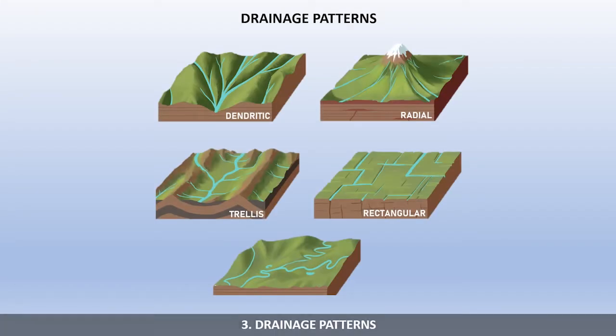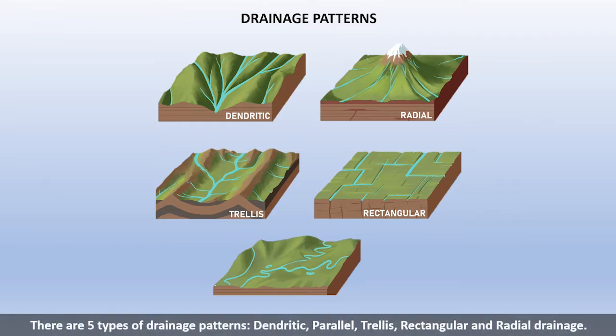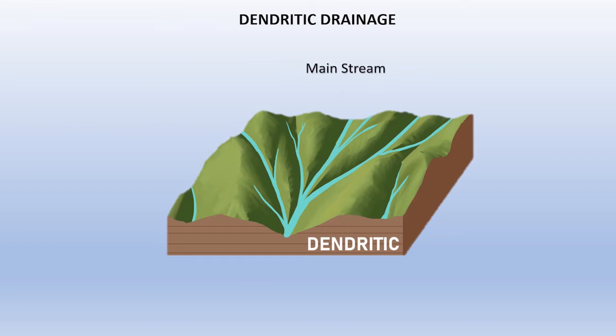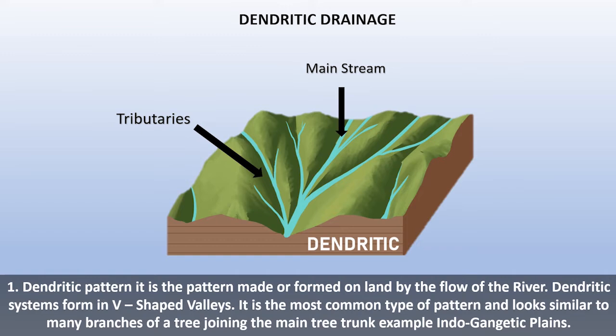We read the meaning of drainage in the above slides. Let us move to the next part to understand the various types of drainage patterns. There are 5 drainage patterns observed based on the way the river flows. The first pattern is the dendritic pattern. This pattern is created by the flowing of the river on the land. These dendritic patterns are generally V-shaped valleys. This is a commonly seen pattern and can be compared to various branches of a tree joining the main trunk. The Indo-Gangetic plains are a good example of the dendritic pattern of drainage.